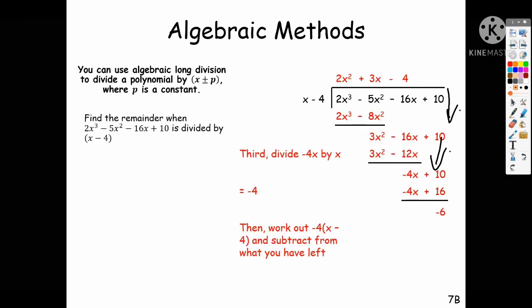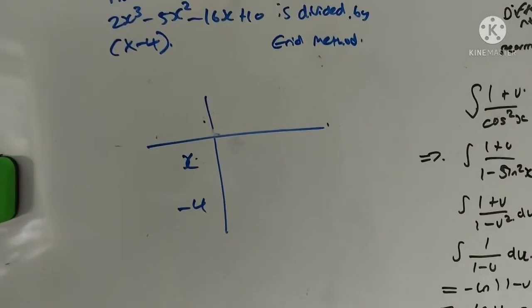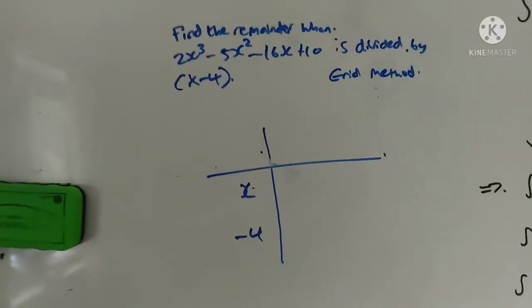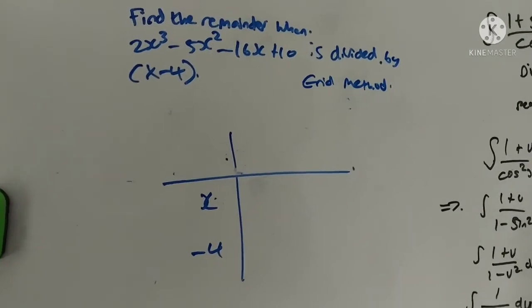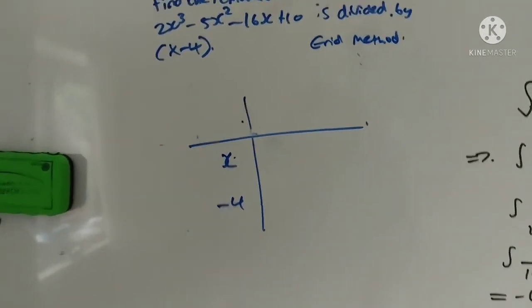So, and that is our remainder as well. Okay, so this question using the grid method then. Find the remainder when 2x cubed minus 5x squared minus 16x plus 10 is divided by x minus 4 using the grid method. I've pre-drawn the grid because I know this video is getting to nearly an hour long.